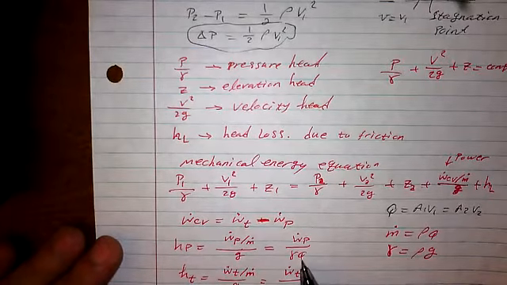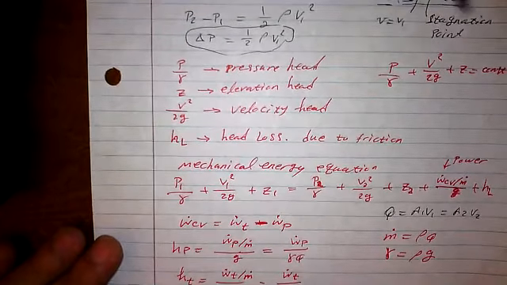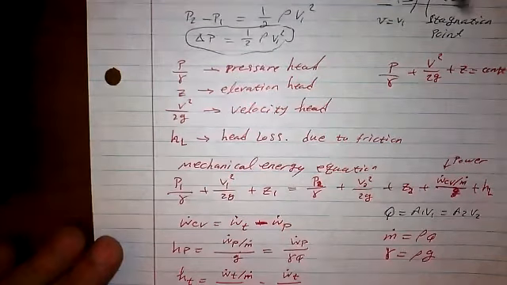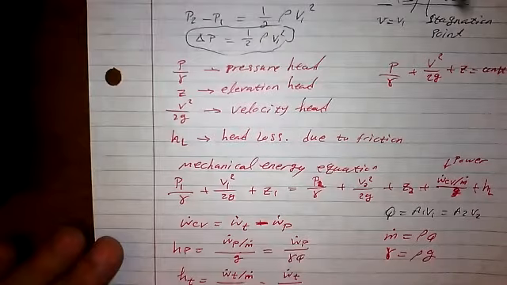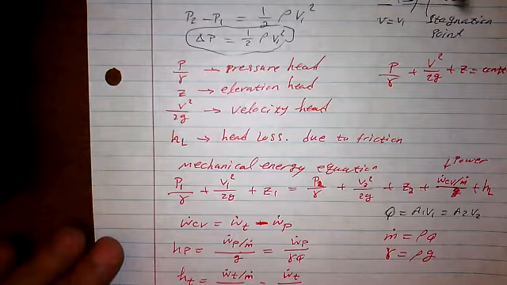Q is the volume flow rate. Okay, volume flow rate. And then for the turbine it is the same thing, and instead of P we have a T for turbine. And head loss must be greater than 0. The head loss of a pump is greater than or equal to 0, and the head loss of the turbine is greater than or equal to 0. Okay, all right, so that is what we have.